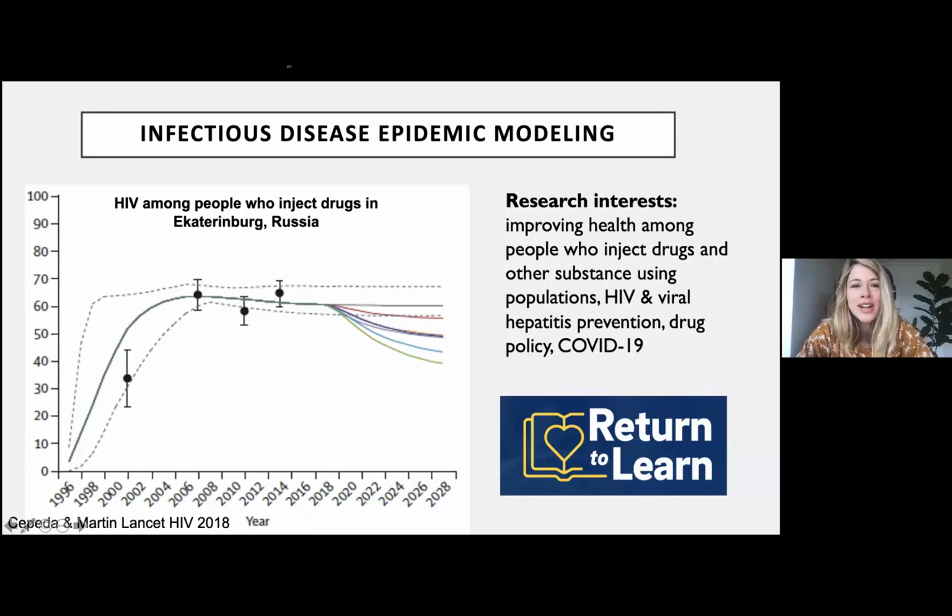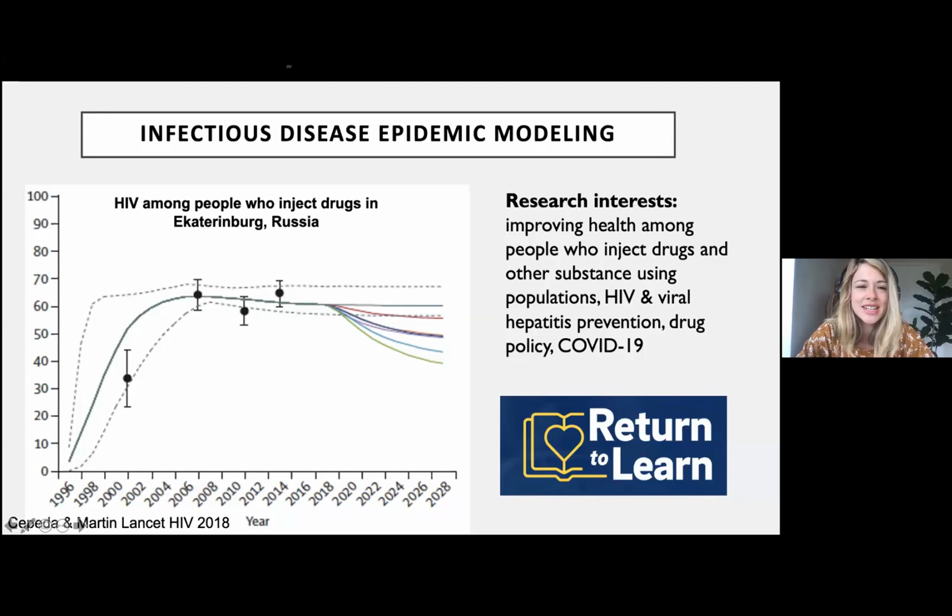Okay, so just one slide to introduce what I do. I am a mathematician by training, and I consider myself an infectious disease epidemic and economic modeler. There are a lot of different types of modeling and modelers. What I do is shown on this slide. I try to develop simulation models to predict the trajectory of disease epidemics. Here you can see a model that we built to simulate HIV transmission among people who inject drugs.